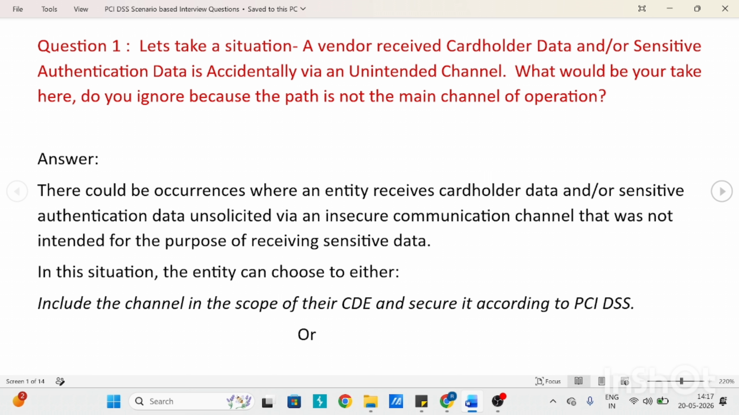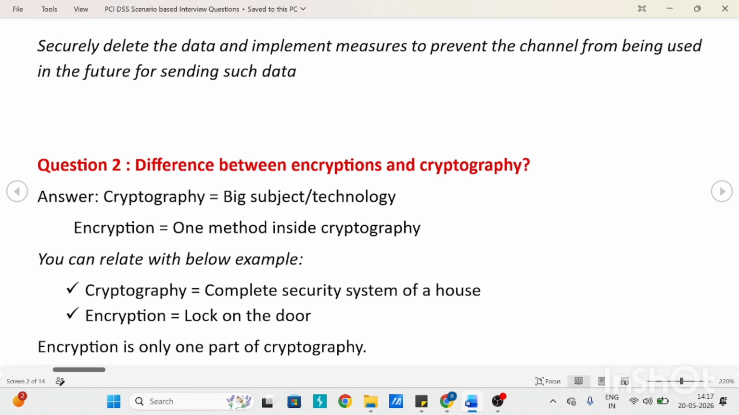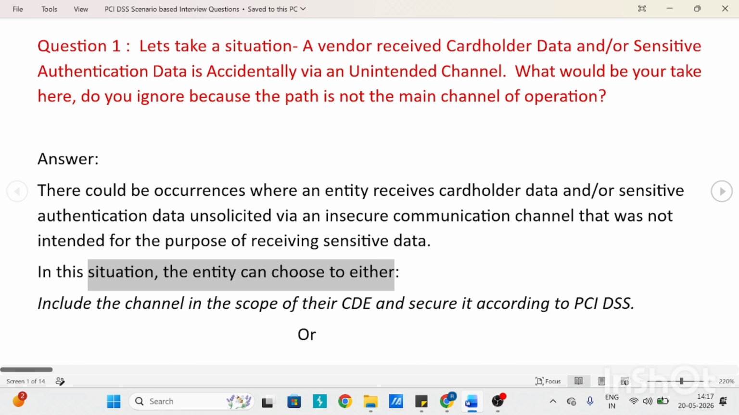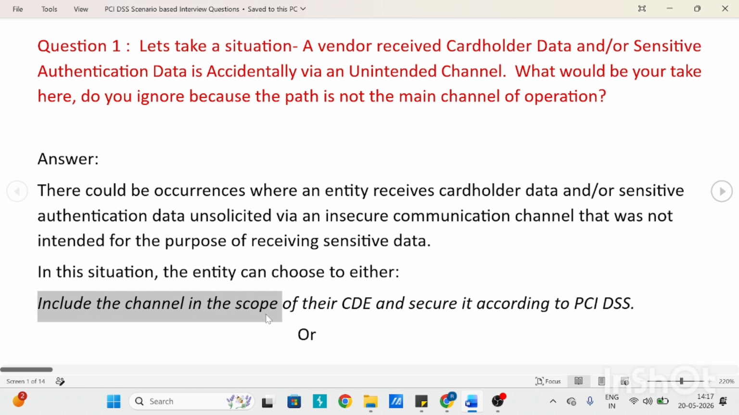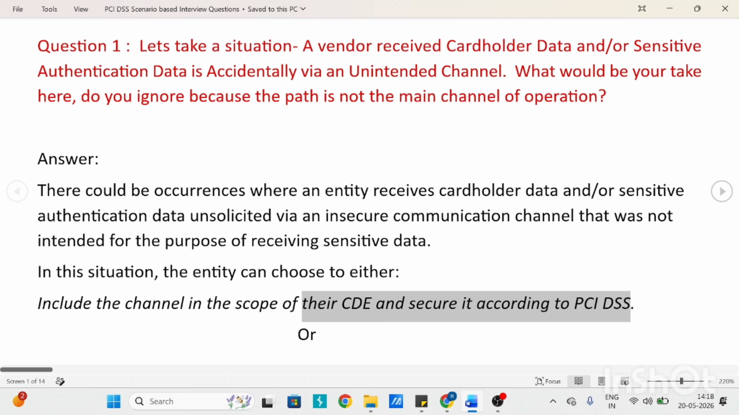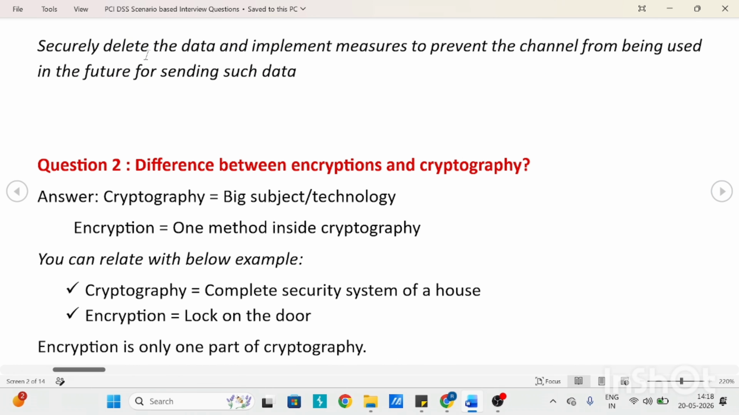receiving path is not approved, there could be some occurrences where an entity receives cardholder data or sensitive authentication data unsolicited via an insecure communication channel that was not intended for the purpose of receiving sensitive data. In this situation, the entity can choose either of two options. First option is to include the channel in the scope of their cardholder environment and secure it according to PCI, right? And second is securely deleting the data and implementing measures to prevent the channel from being used in the future for sending such data.